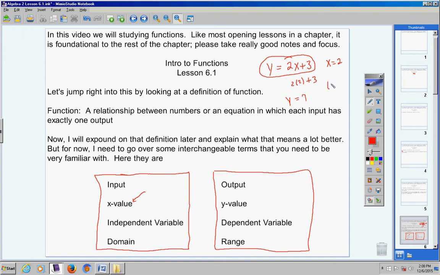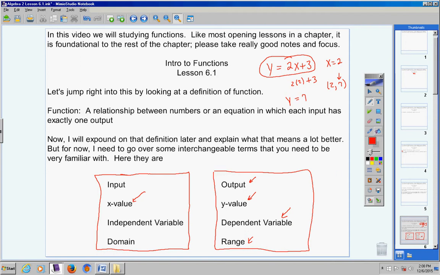When you put in 2, you got out what? 7. Well, 7 is your y value. We can also call that your output, which, let me stop there. That makes sense, doesn't it? We put in a number 2, and we got out a number 7. So it makes sense. Input, output. So this value right here, 7, y equals 7, that can be called your output, or it can be called your y value, or it can be called dependent variable, or it can be called your range.